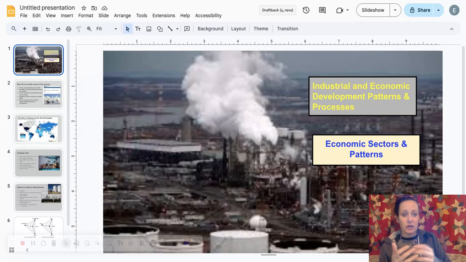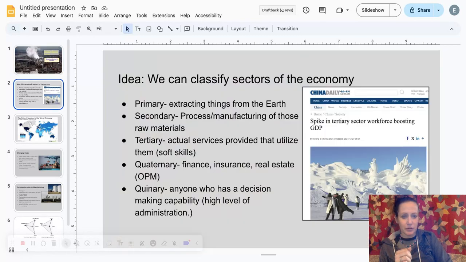And today we're going to go over economic sectors and their patterns. So this will be pretty brief. You may recognize this image. This is some of the industry that you will see if you're driving on the New Jersey Turnpike. Beautiful, beautiful. All right, so this is the idea that we can classify sectors of the economy, just like you classify different types of animals in your science class or numbers, whether they're rationals or integers or whatever in your math class. We're going to classify sectors of the economy.